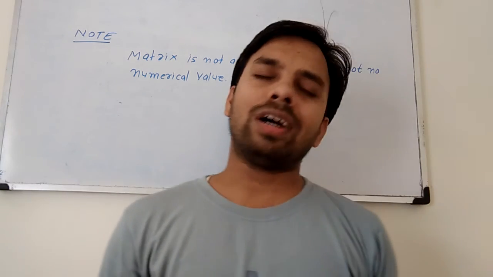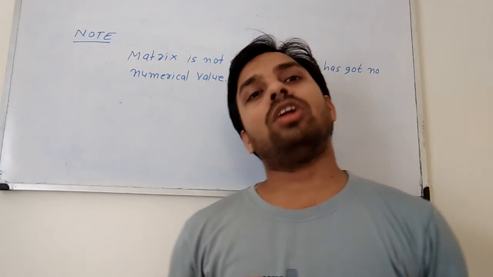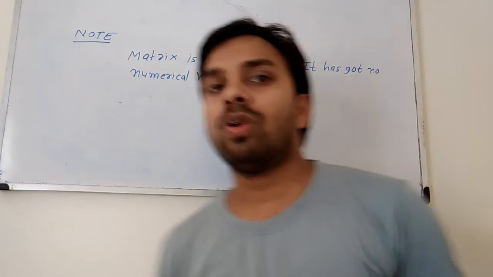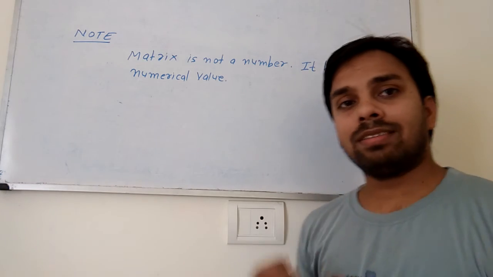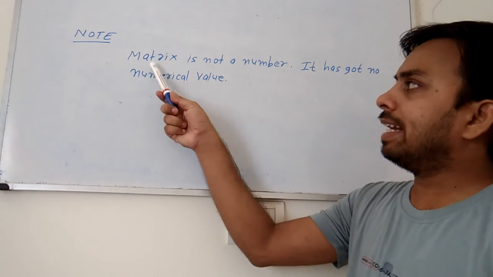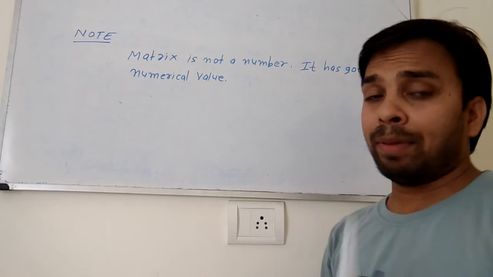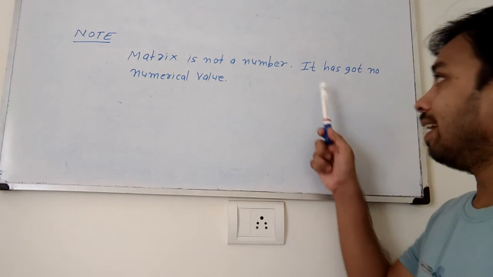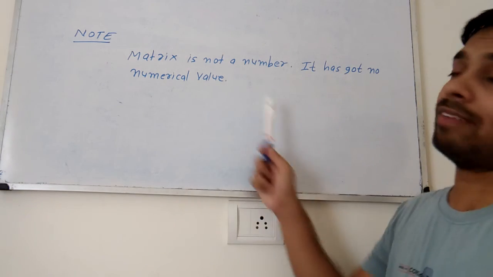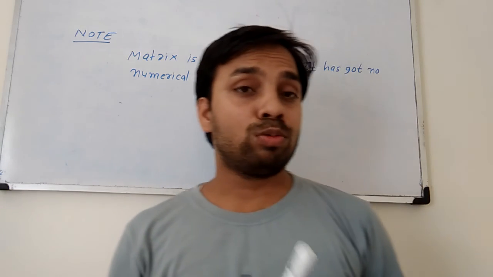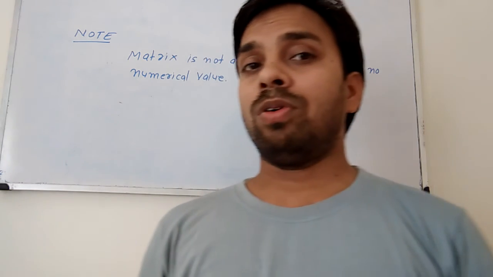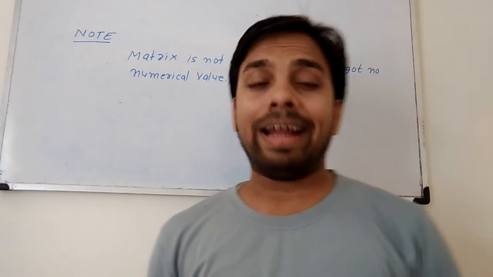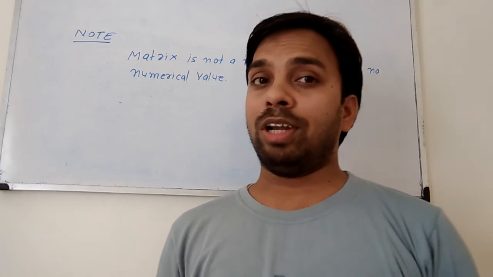Okay, before moving ahead, there is a note for you. What does it say? It says a matrix is not a number. Remember, a matrix is not a number. It has no numeric value. So this is not a number and not a numeric value.